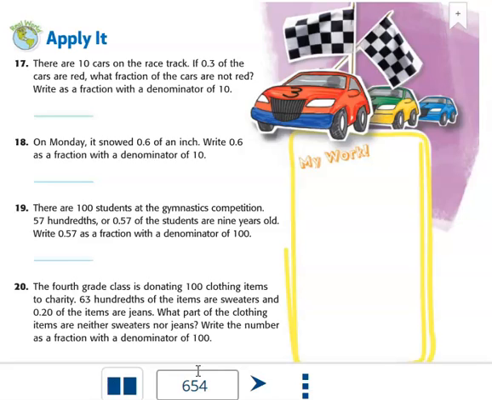Okay, so on page 654, the word problems and apply it, it has us solving some different questions involving decimals and writing them as a fraction. So number 17, there are 10 cars on the racetrack. If 3/10 of the cars are red, what fraction of the cars are not red? So now we have to color in the bars to match this and then count the ones that are not colored. So that's going to be how we solve this, and then I want to do a text box to get you started with your sentence on this one.